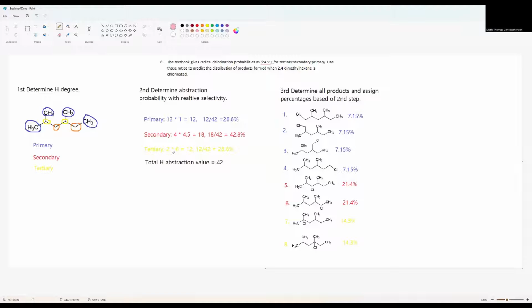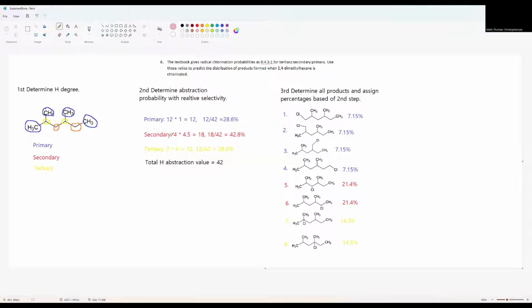The first number in these columns is the number of hydrogens that fit the criteria for being primary, secondary, or tertiary. So we can go back. 12 here. So we have 3, 6, 9, 12. So I have 12 primary hydrogens that I multiply by 1 for the abstraction probability, and that gives me 12. And then we'll get to this column in a little bit.